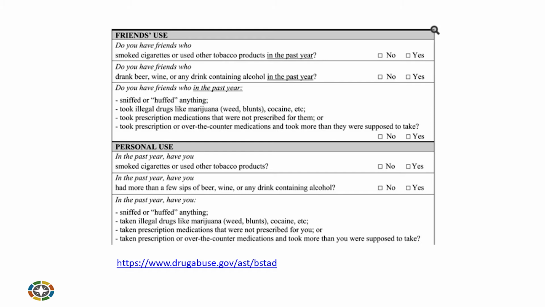This is the BSTAD, which is another tool on the site to evaluate risk. These are not diagnostic tools, these are screening tools to help you categorize which of the people are at risk, more risk, and which of the people are at less risk. So the BSTAD asks, do you have friends who smoke cigarettes or use tobacco products? Do you have friends that consumed alcohol in the past year? Do you have friends who sniffed or huffed anything? Took illegal drugs like marijuana or cocaine, although we'd have to amend this in California to be like marijuana or illegal drugs like cocaine, took prescription medications that were not prescribed to them, or took prescription or over-the-counter medications more than they were supposed to take.